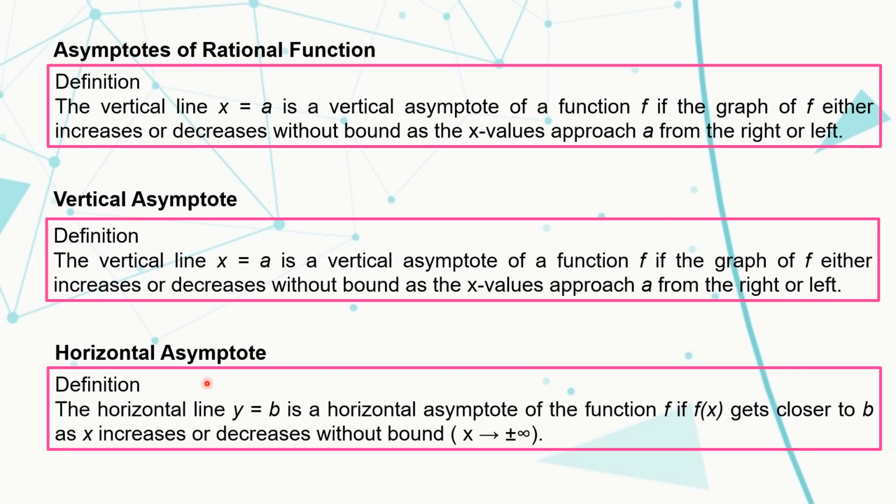For horizontal asymptote, the horizontal line y equals b is a horizontal asymptote of the function f if f of x gets closer to b as the x increases or decreases without bound. This means x approaches to positive or negative infinity.